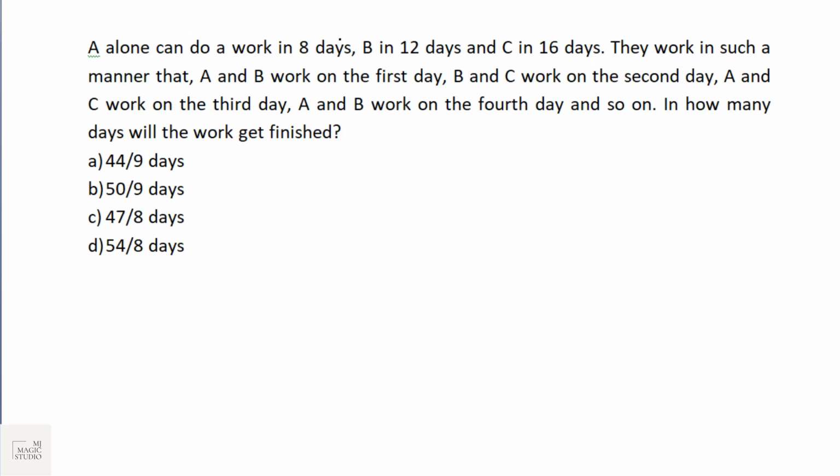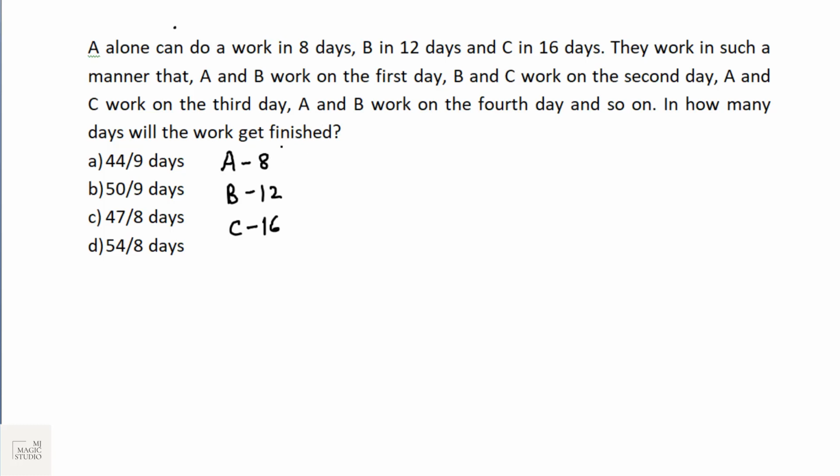A classical example from round 1 which will show us how important it is to go through the rule book. Rule 8, LCM, CM rule, time and work question. A alone can do a work in 8 days, B in 12 days, and C in 16 days. They work in such a manner that A and B work on the first day, B and C work on second day, A and C work on third day, then A and B work on fourth day, and so on. This is the pattern of the work. In how many days will the work get finished?